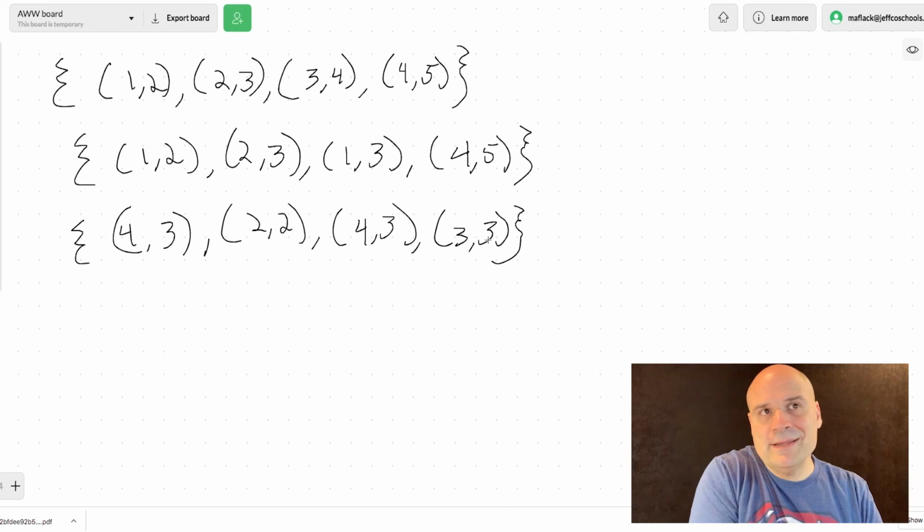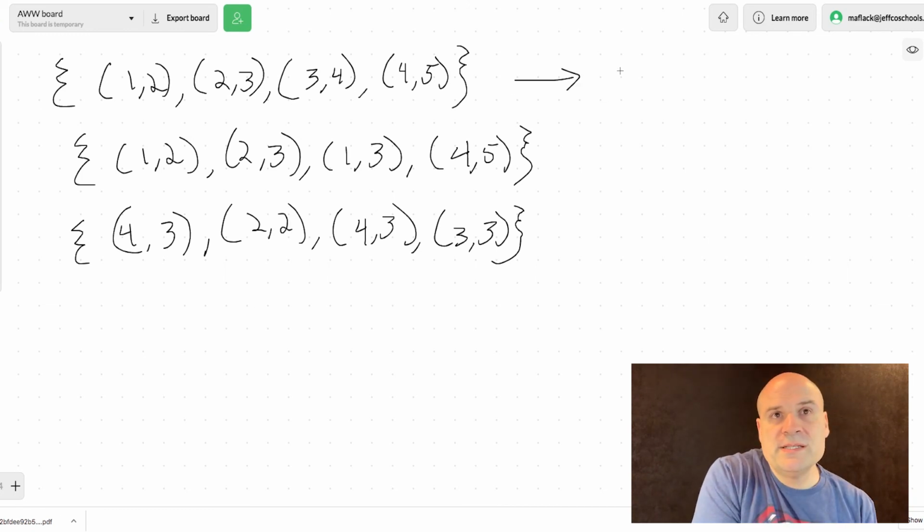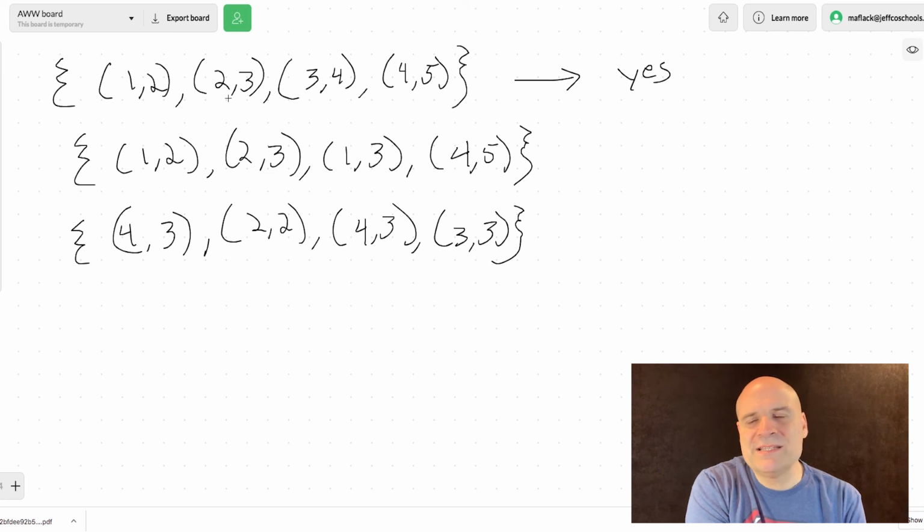Okay, here's what I got. Let's see if you guys got the same thing. So this is a function. Why? Because 1 only goes to 2, 2 only goes to 3, 3 only goes to 4, 4 only goes to 5. A quick way to see if an x is repeated: first of all, if x never repeats, then it's a function. You don't even have to look any further.